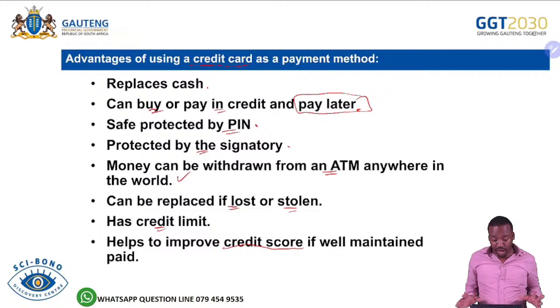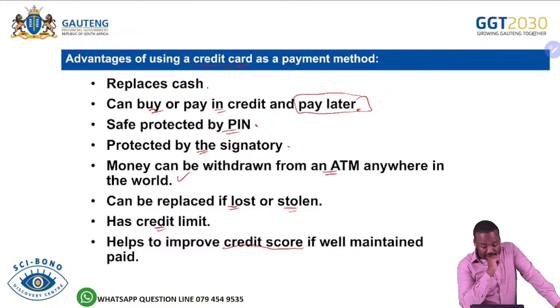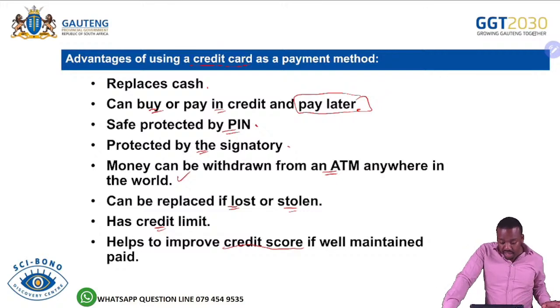I spoke a lot about credit cards. Number one, it replaces cash. Two, one can buy or pay with a credit card, then pay later. So that is a big advantage. It is safe, as it is protected by personal identity number, which is your PIN. It is safe, again, as it is protected by your signature. And we are also saying that you will not only have money in your card, but you can also withdraw the money anywhere in the world. Then that is an advantage.